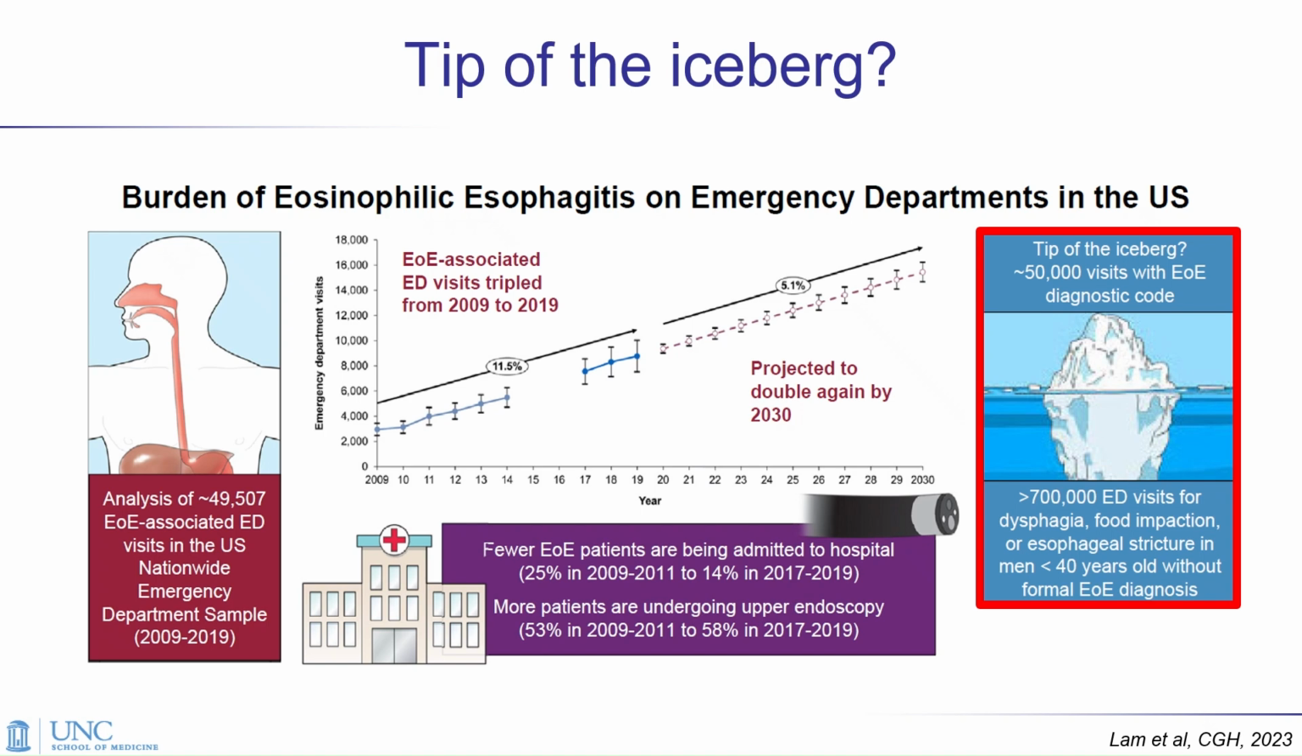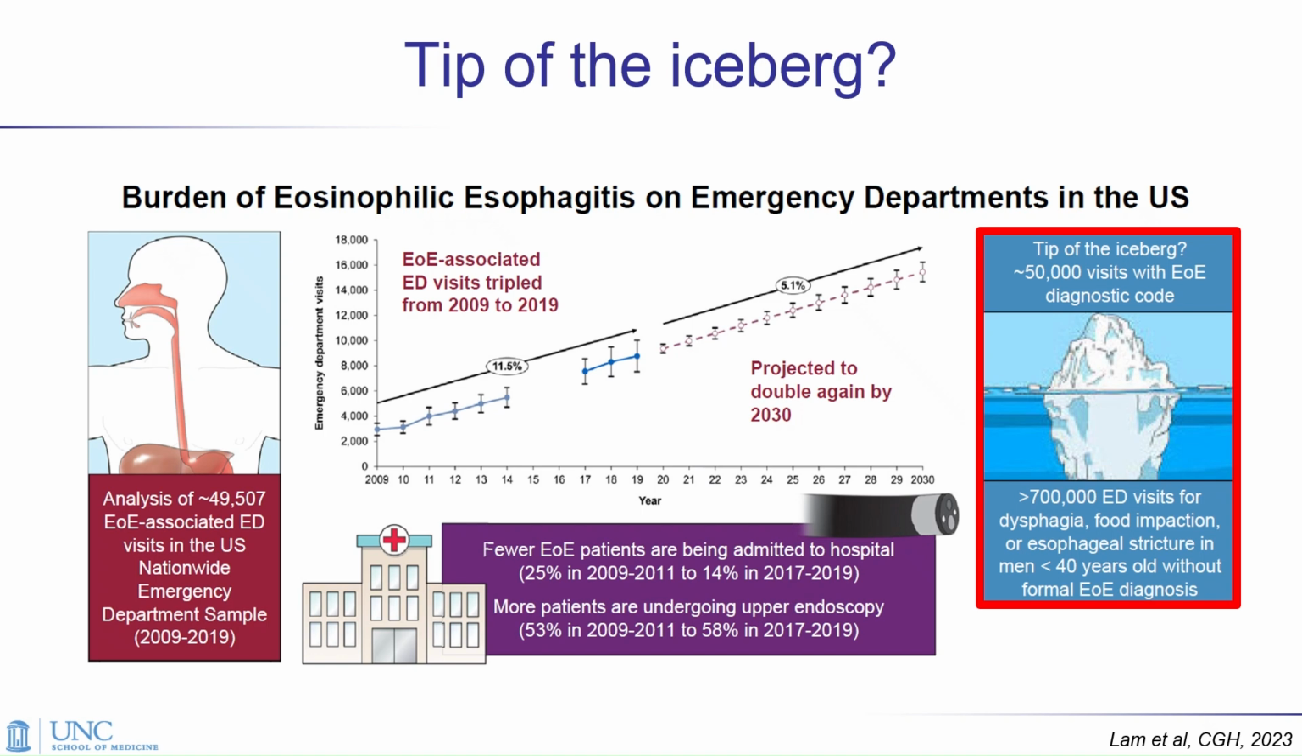This was an interesting study done by Angela Lamb and colleagues, and they were looking to see what the burden is for people who have EoE who go to the emergency room. They found about 50,000 people were seen in the emergency room from 2009 to 2019, and that number of people tripled over that time. They thought there would be a doubling of the number of people going to the emergency room with EoE by 2030.